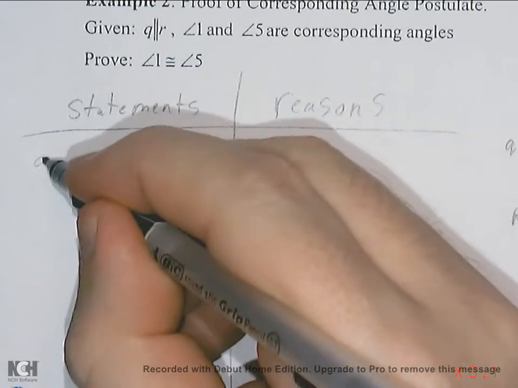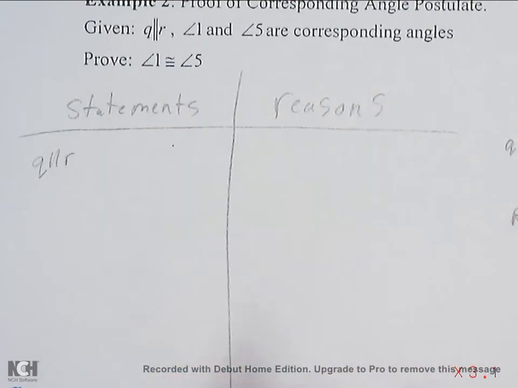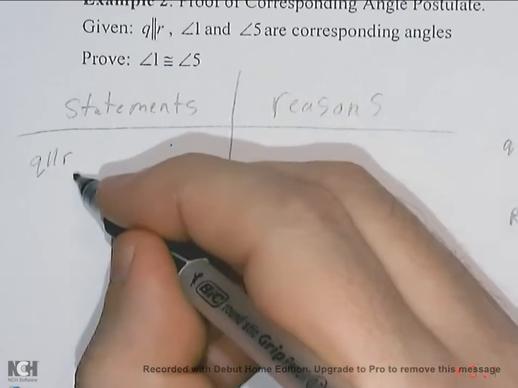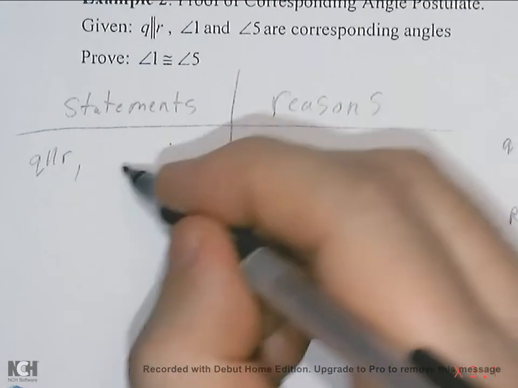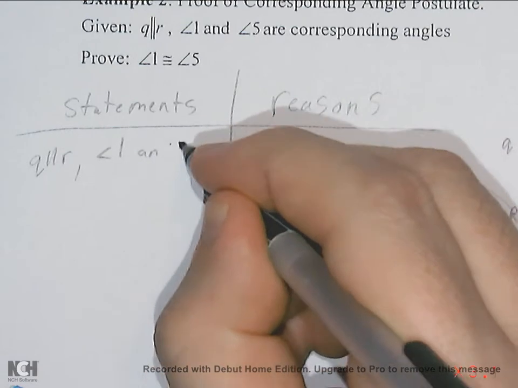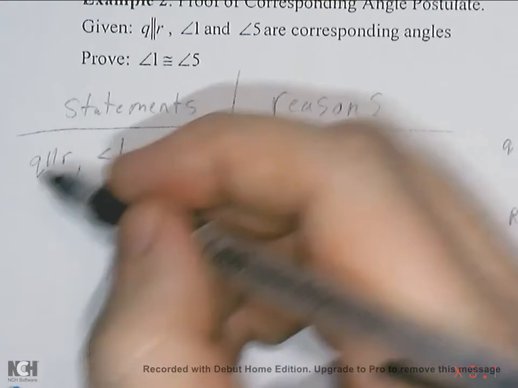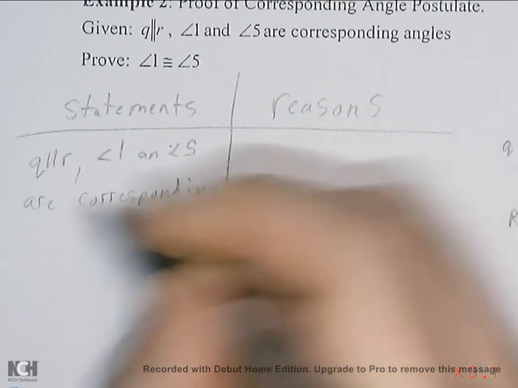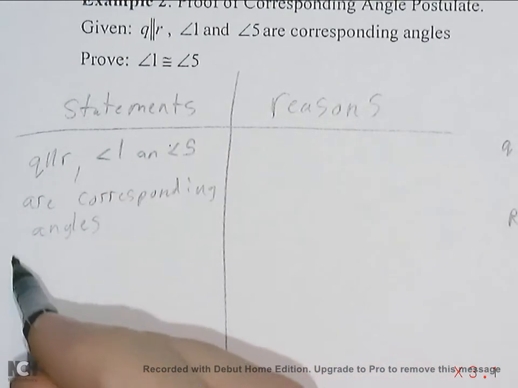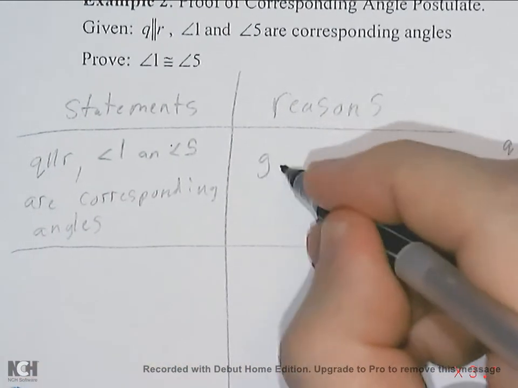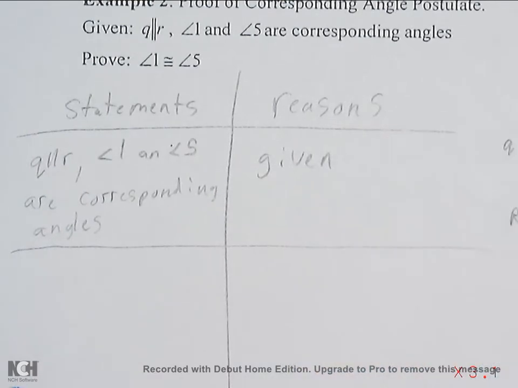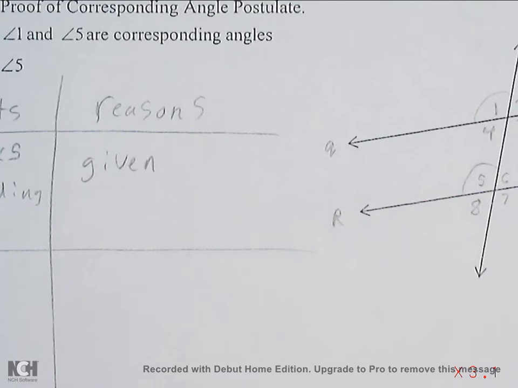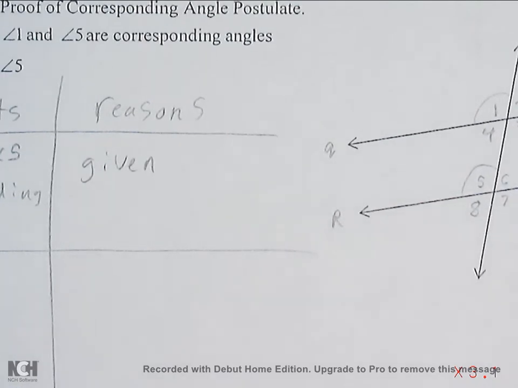It tells me that line Q is parallel to line R, and angle 1 and angle 5 are corresponding angles. So there's my first statement, and the reason I know that is it was given to me. Okay, so that is my given knowledge. Now I want to prove that 1 and 5 are in fact equal to each other.